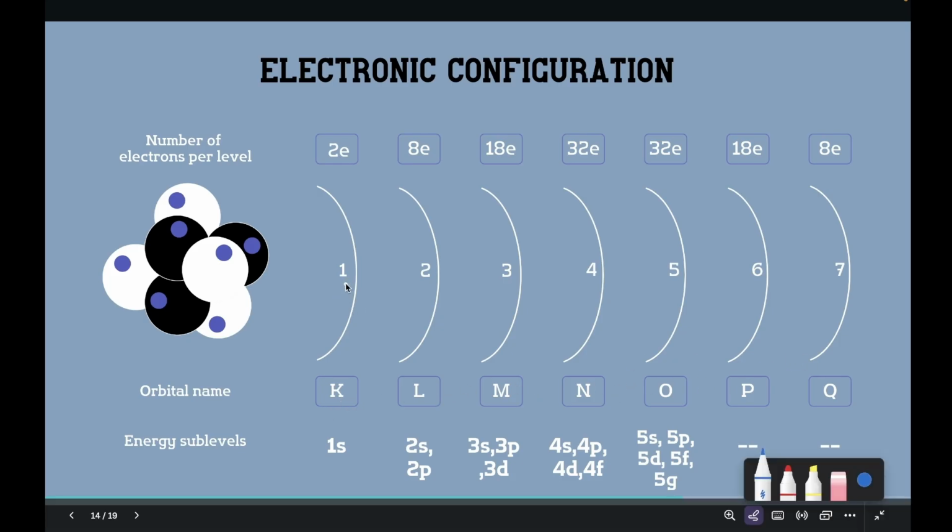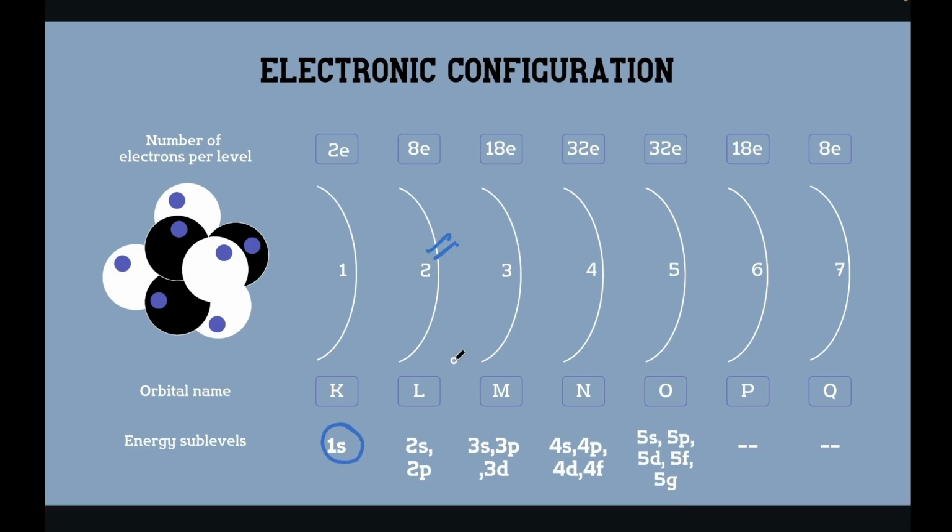For the first shell, the subshell will be 1s. For the second shell, the subshell will be 2s, 2p. For the third shell, the subshells will be 3s, 3p, and 3d. For the fourth shell, the subshells will be 4s, 4p, 4d, and 4f, and so on.